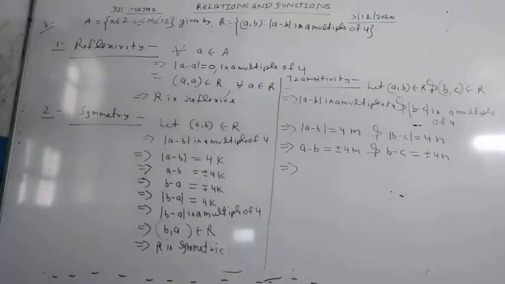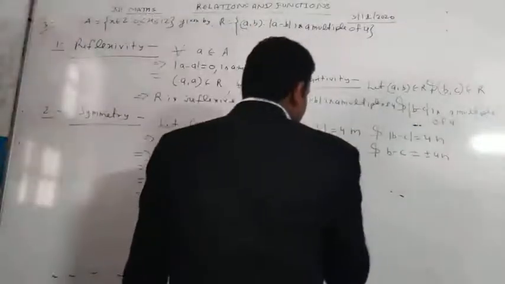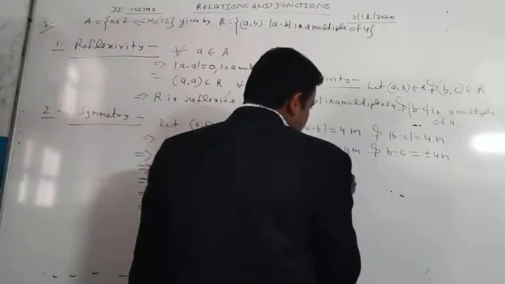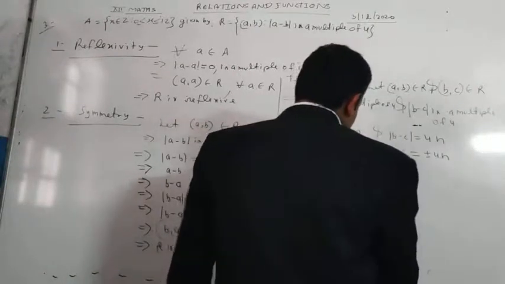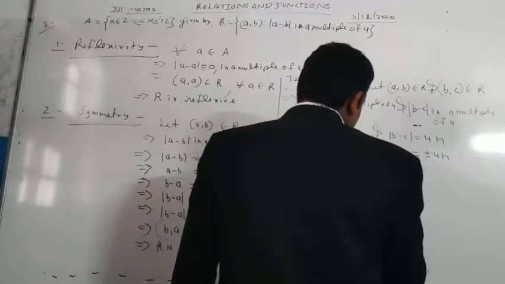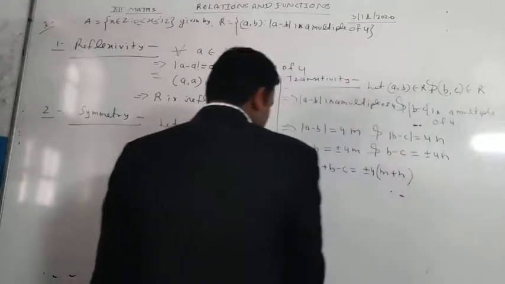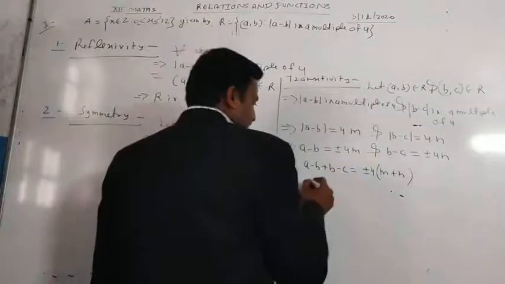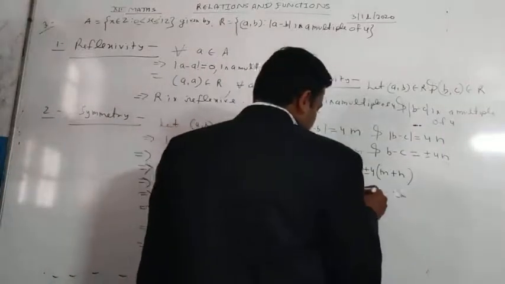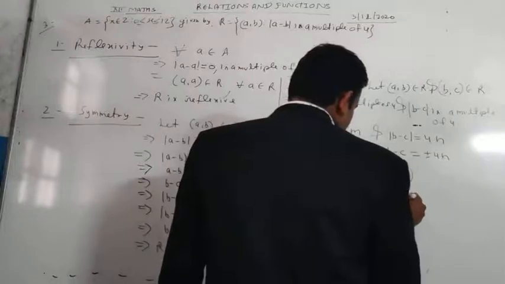Okay, when we add these two, what do we get? 4 will be common, plus minus common, m plus n. Okay, now adding these two we get A minus B plus B minus C is equal to plus minus 4 m plus n. So we can write A minus C is plus minus 4 m plus n.